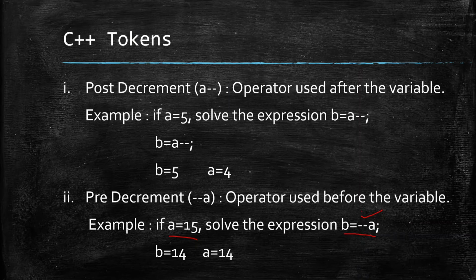So in RHS, my first thing is the decrement operator, right? It's a pre-decrement operator. So first I should decrease the value and then I should assign it to B. So here I am having my 15. 15 minus 1 is 14. So I'll assign it to B. And what does my A value become? It's 14 itself, 15 minus 1, 14. That's how we solve these types of expressions. So hope everyone understood this.